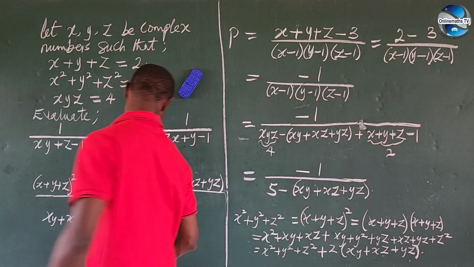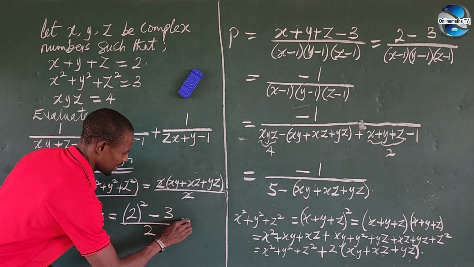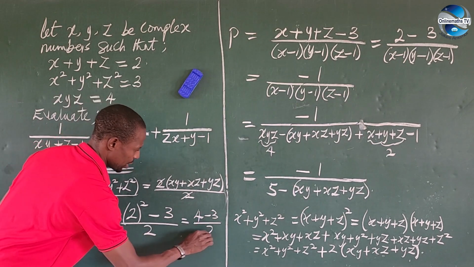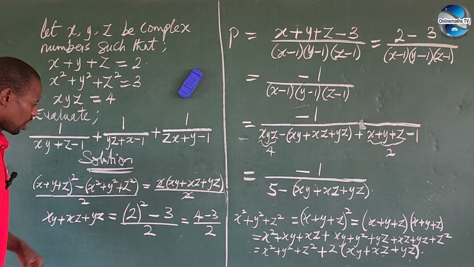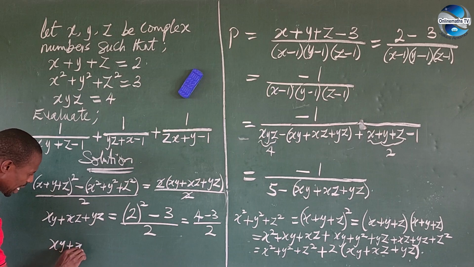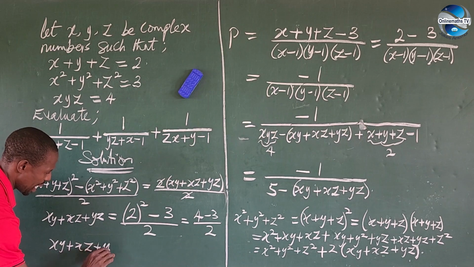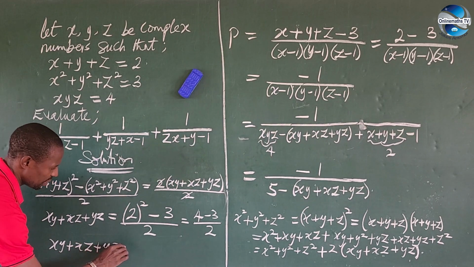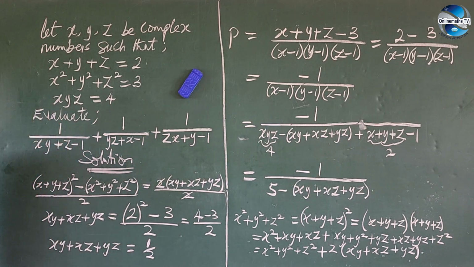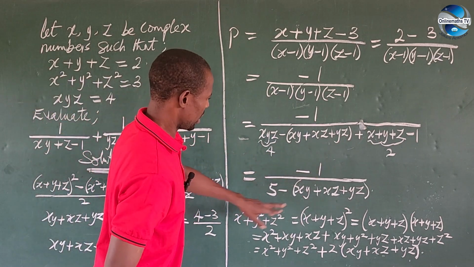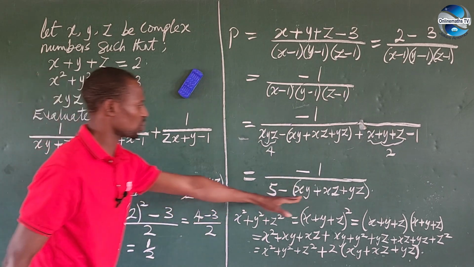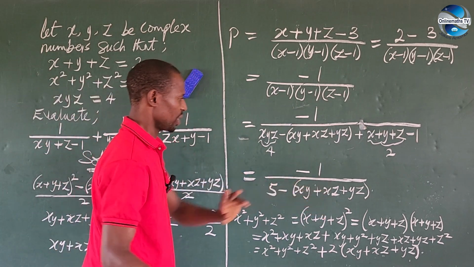So let's factor this out. This will give us 4 minus 3 all over 2. And this will give us what? 1 all over 2. So we're going to have the whole of this expression xy plus xz plus yz is equal to 1 all over 2. Look at what we're looking for here. It is from here we'll come into all this. So the whole of this is equal to 1 all over 2.